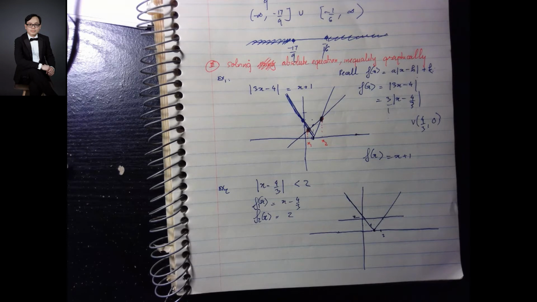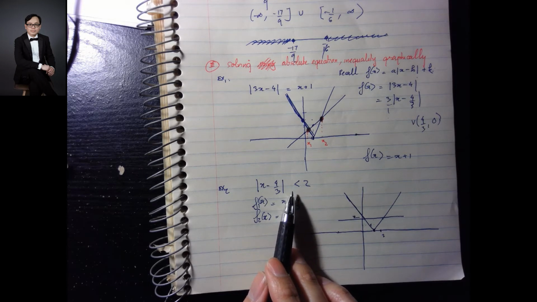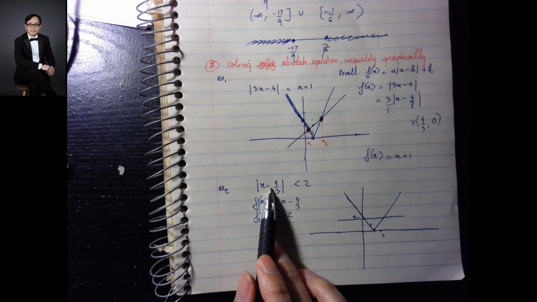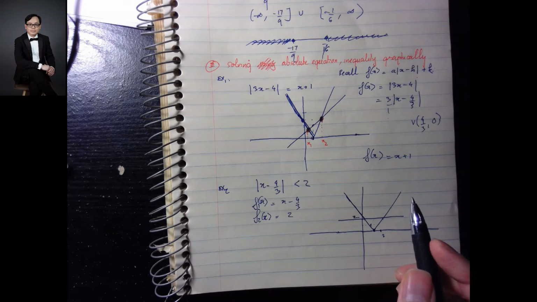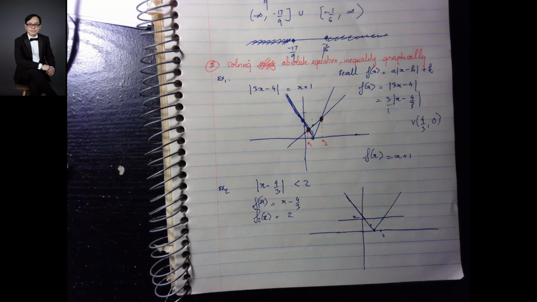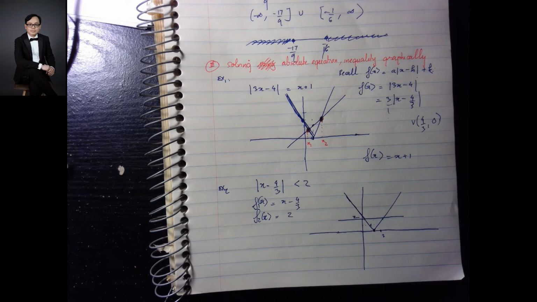Okay, so the inequality sign here is less than. Literally, it means that the function on the left is below the function on the right. So the solution of the absolute inequality is all the x values that make the f1 function, the function on the left, below the function on the right. So this is f1, this is f2.